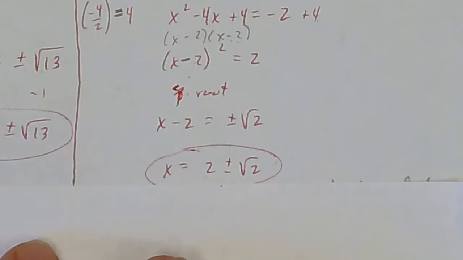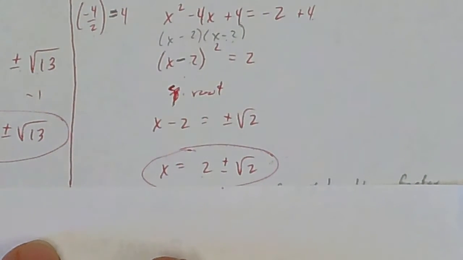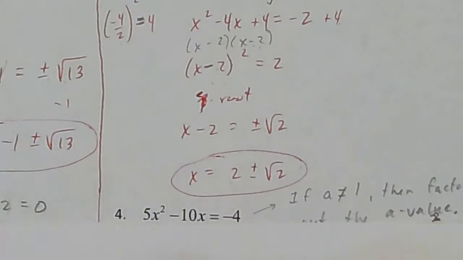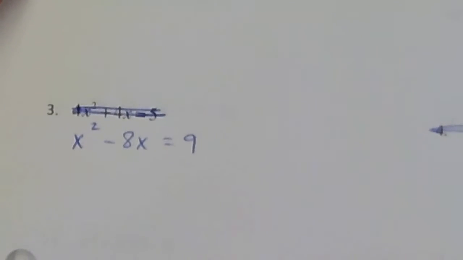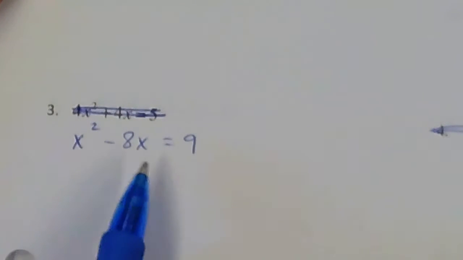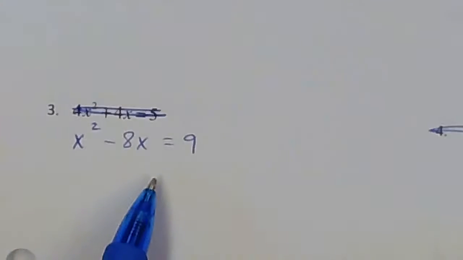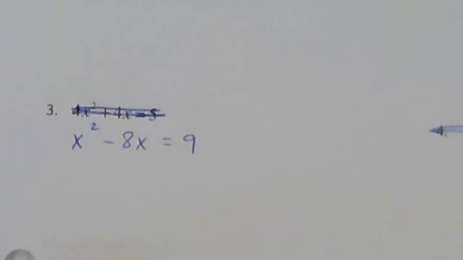So that's what we're going to do there. So I'm going to give you one more problem to try all on your own. A little different. So you can cross those out and just replace 3 with this one right here. Okay, last one to do on this side. X squared minus 8x equals 9. Okay. Try it.